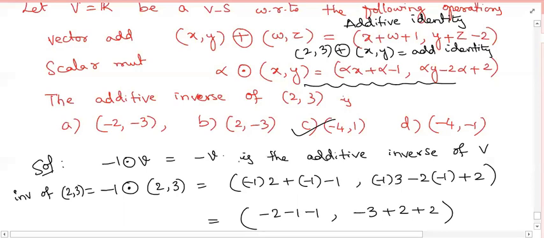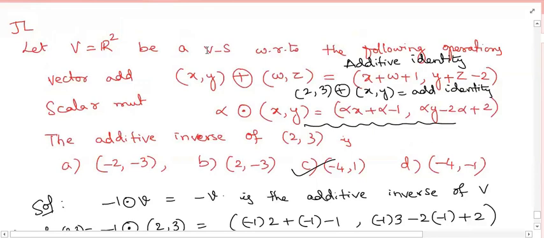Sorry, I'm not able to follow the vector addition. So vector addition is defined like this: x comma y plus w comma z is defined by x plus w plus 1, y plus z plus -2. It's the vector addition, and the one below is scalar multiplication. So this is defined like that only.